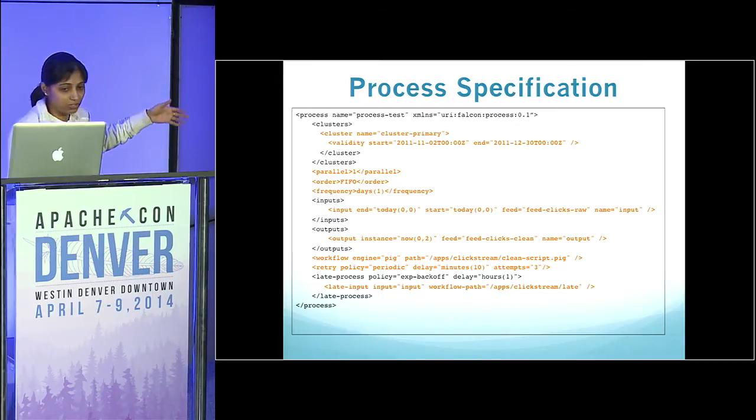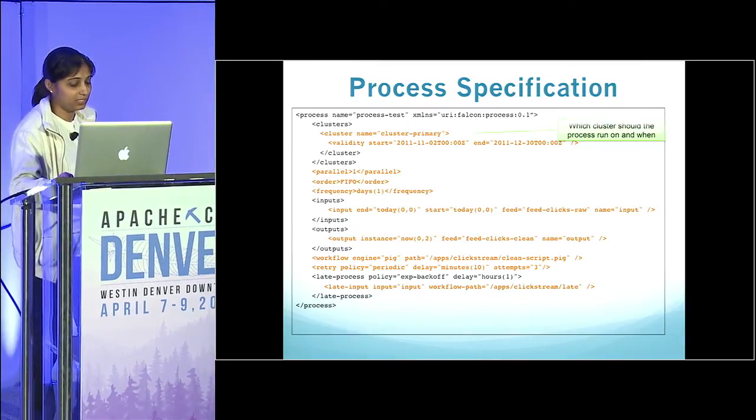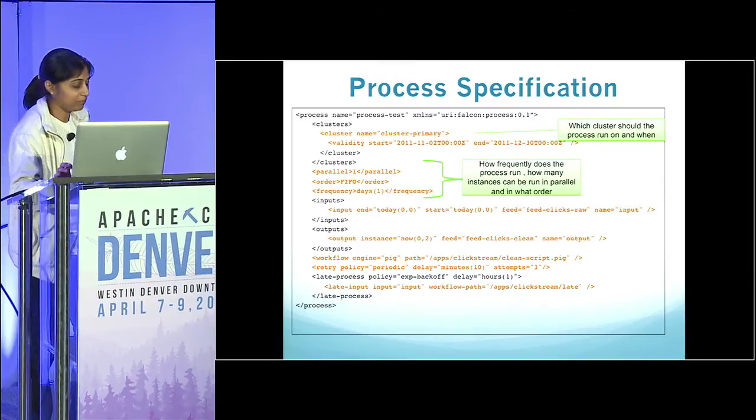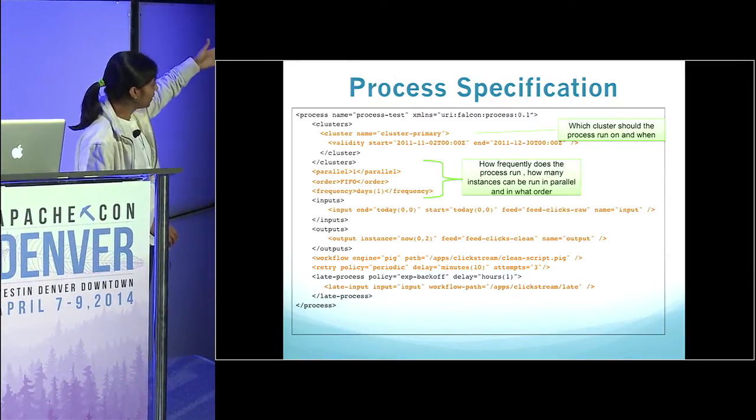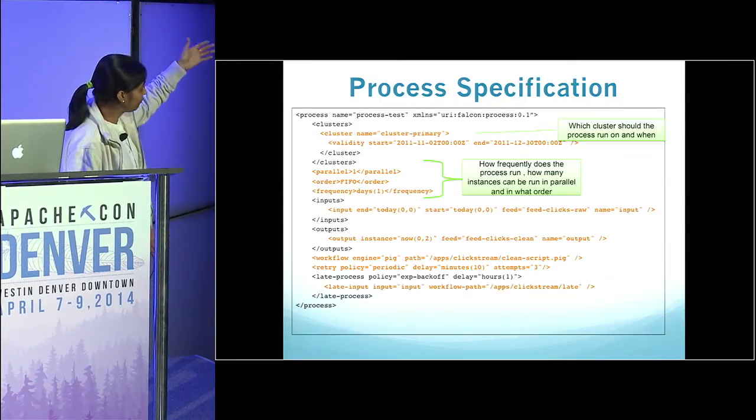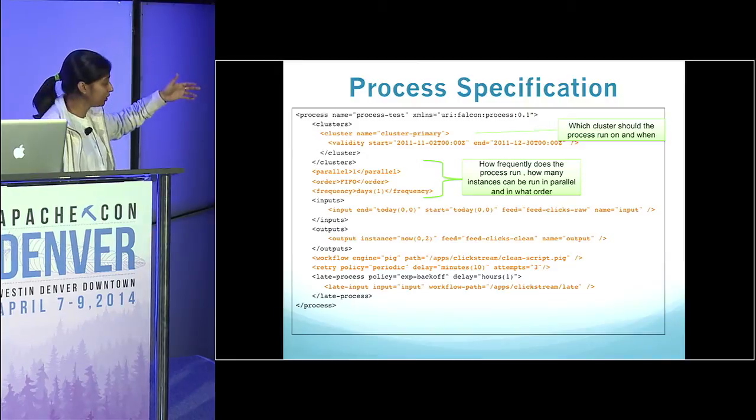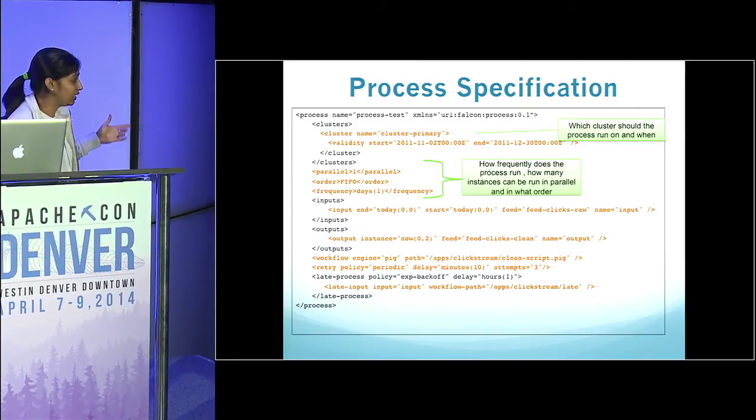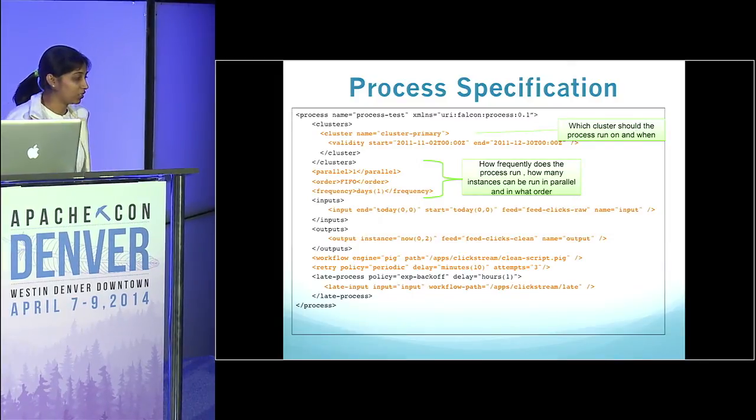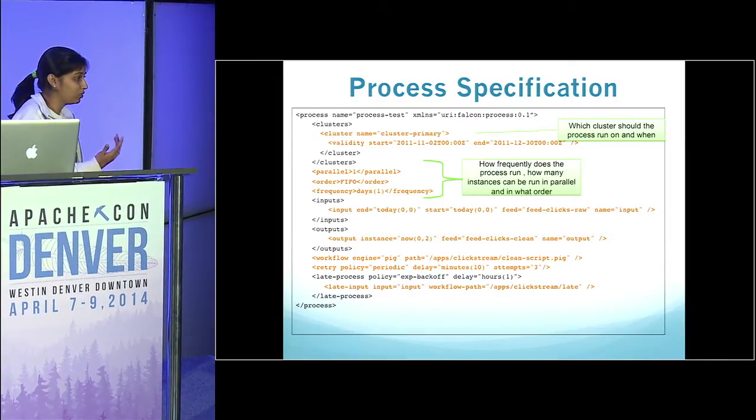And it's possible to define frequency, which is basically the frequency at which the process should run. It also defines inputs and outputs. So the input is the feed name, which goes as the input. See that what you define in the input and output is just the feed names. You don't specify all the locations or the frequency anymore. What you define is just once in the feed definition.